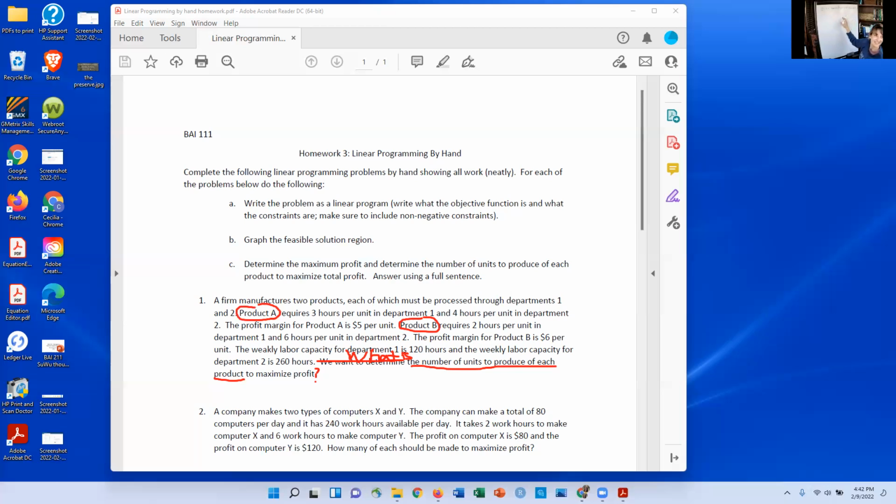Okay, so now you can see it says X equals the number of units of product A, and we're going to let Y equal the number of units of product B. So that's where you start. You always want to start with your unknowns. And the reason for that is once you've got the unknowns identified, they're going to be what you put in your table of information.